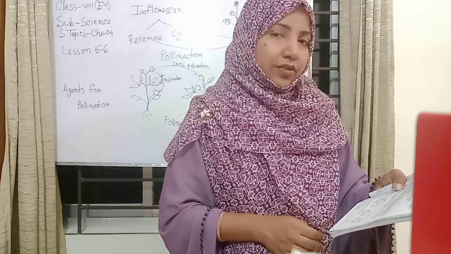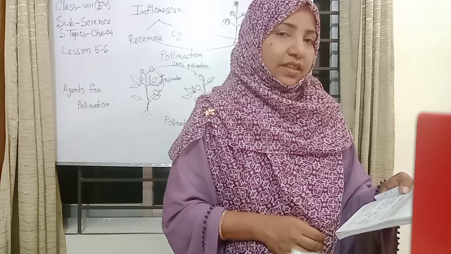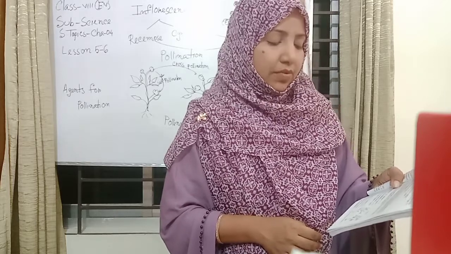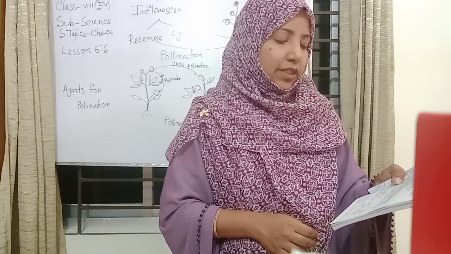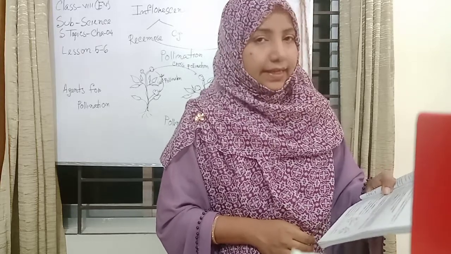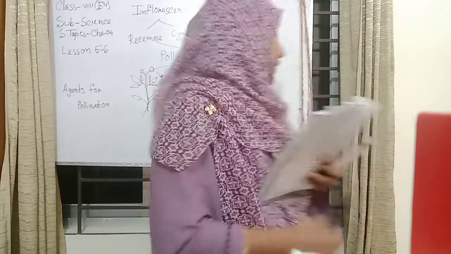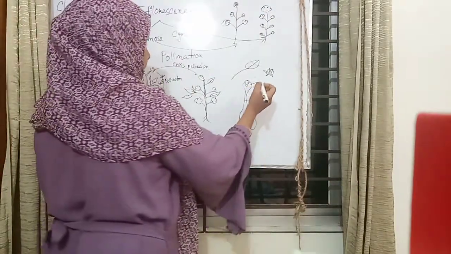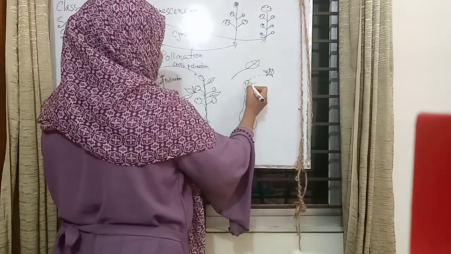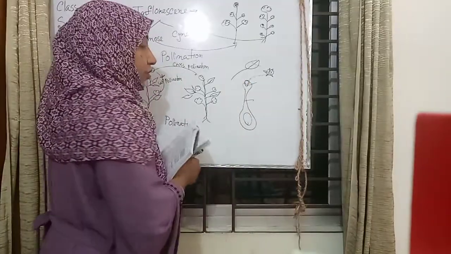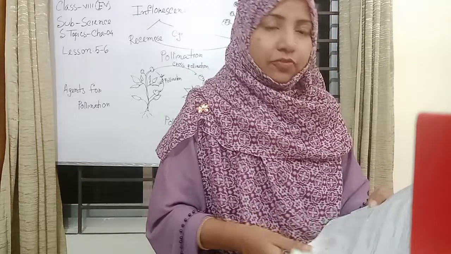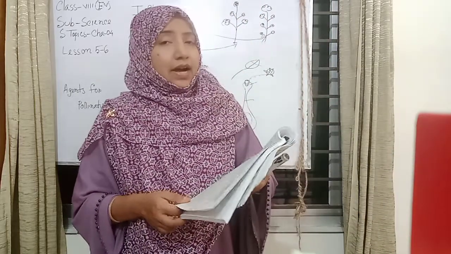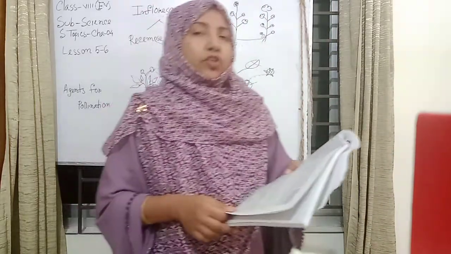Basically, self-pollination occurs in the same flowers and the same species of flowers, with pollen going from anthers to stigmas. Again, anthers to stigmas. Here we have drawn this structure, the anther and the stigma, and the transfer. That is another name for self-pollination. Now, another type is cross-pollination.